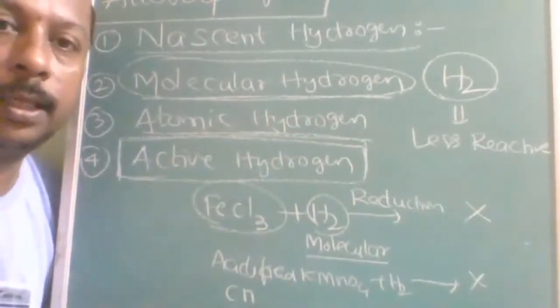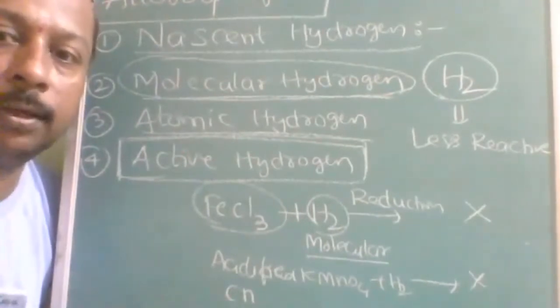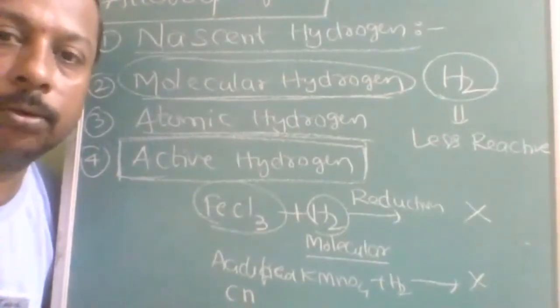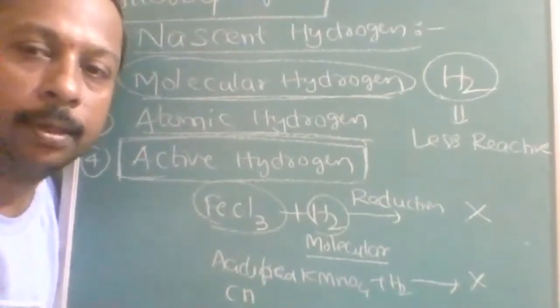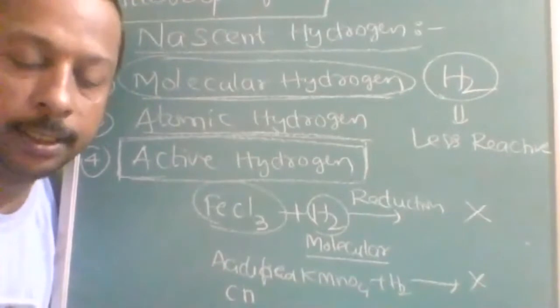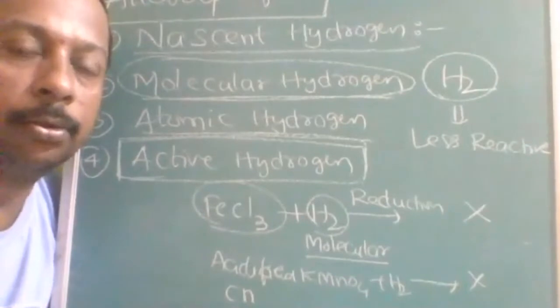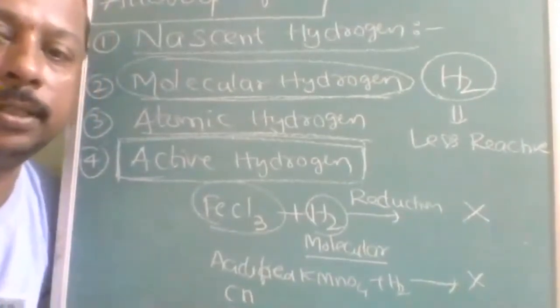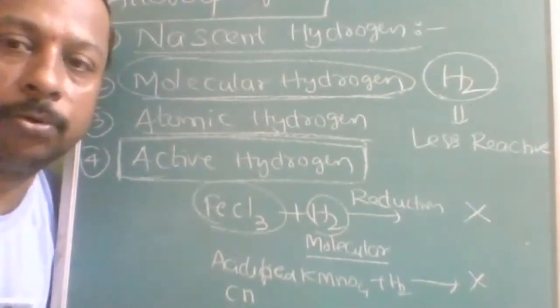So what is nascent hydrogen? First of all, you understood the drawbacks of molecular hydrogen. Normally the H2 molecule is called molecular hydrogen or normal hydrogen because of its high stability. High stability is due to duplet configuration. In H2, both hydrogens have duplet configuration, hence it is highly stable. Once it is highly stable, obviously reactivity will be less. It is supposed to be a good reducing agent, but its reducing properties are not predominant due to its stability.